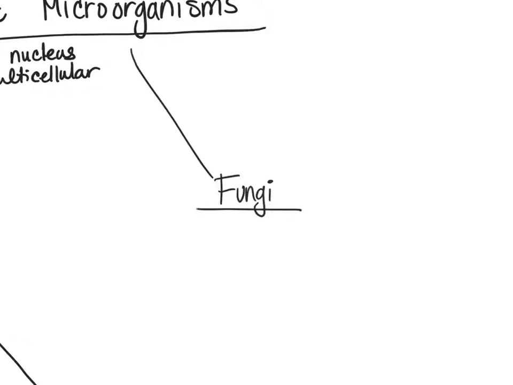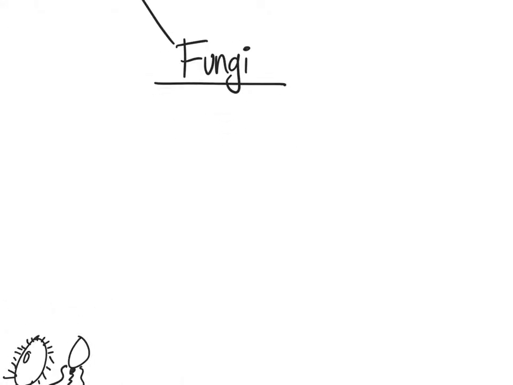So fungi are eukaryotic. Again, that means it has a membrane-bound nucleus. In this case, some fungi are unicellular and some are multicellular. A unicellular example would be a yeast, for example. Saccharomyces cerevisiae is a unicellular yeast. Some are multicellular.